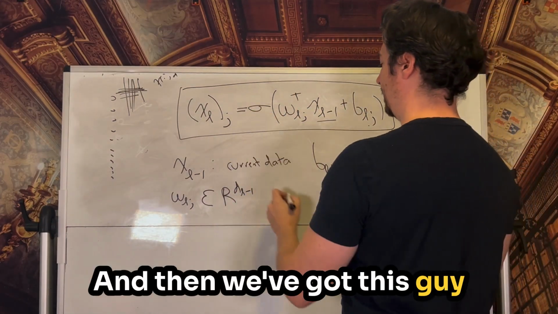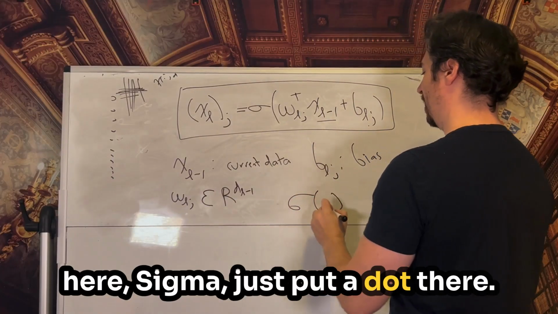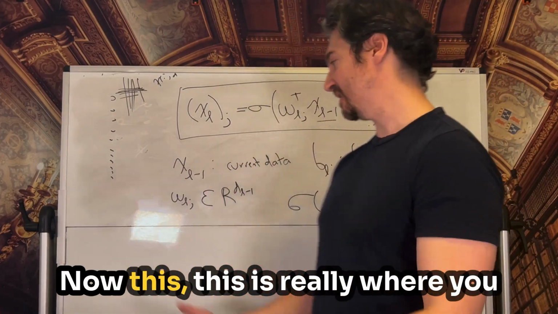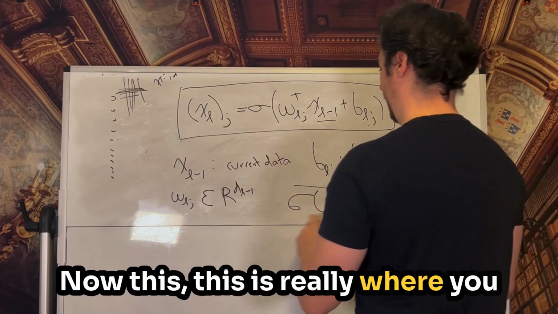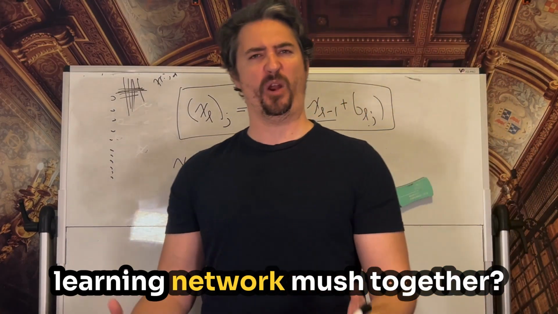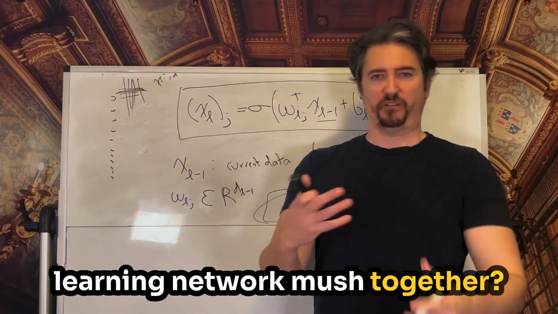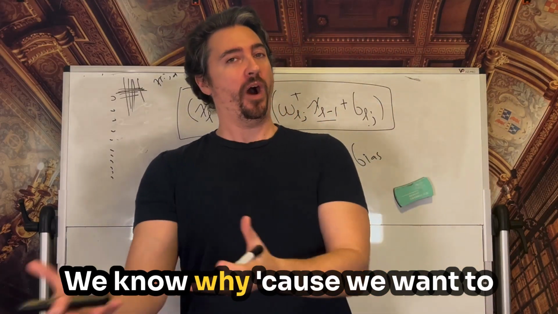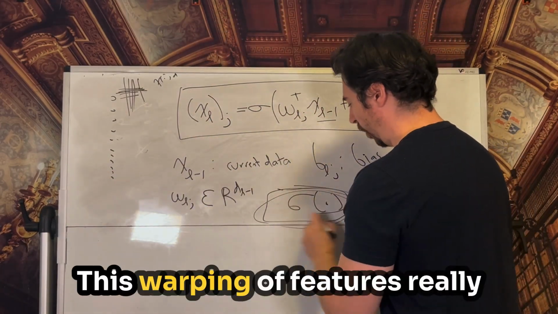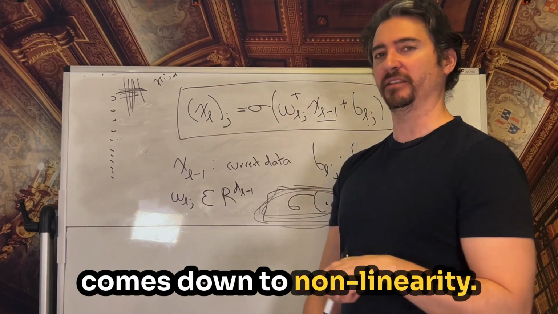And then we've got this guy here, sigma, and this is the nonlinearity. Now this is really where it gets interesting, because you could ask, how does a deep learning network mush together features? We know why, because we want to change the feature space, but how is it actually doing that? This warping of features really comes down to nonlinearity.